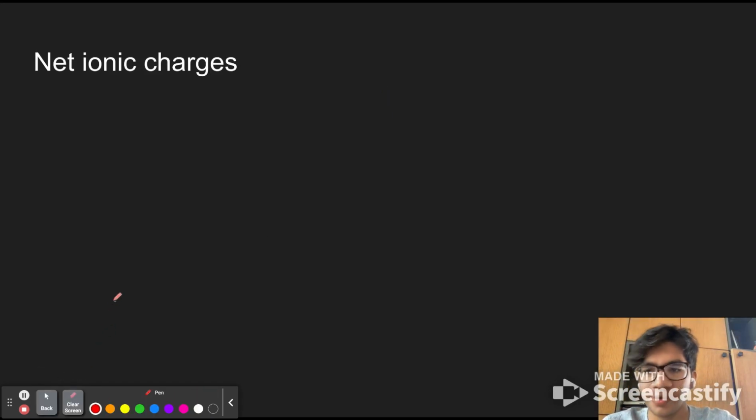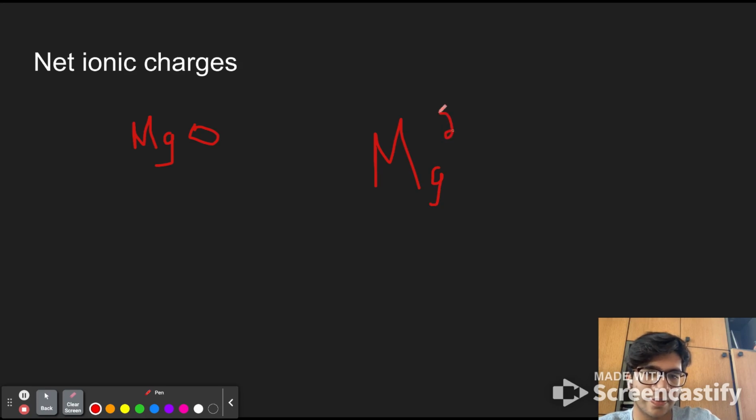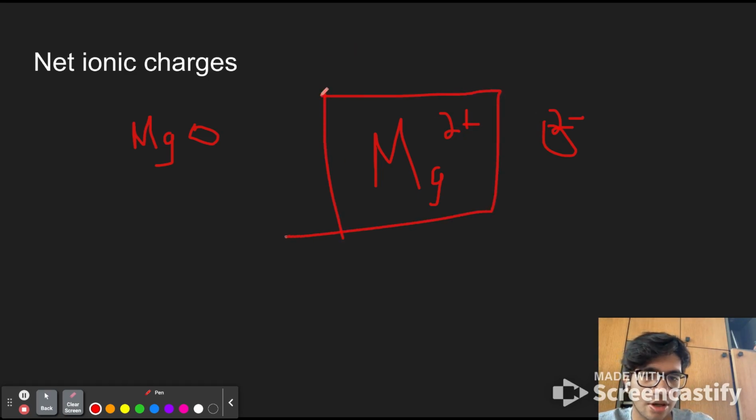Now we all know about magnesium oxide, which is MgO. The charge on magnesium is Mg2+, whereas the charge on oxygen is O2-. So this shows us that magnesium is positively charged, whereas oxygen is negatively charged.